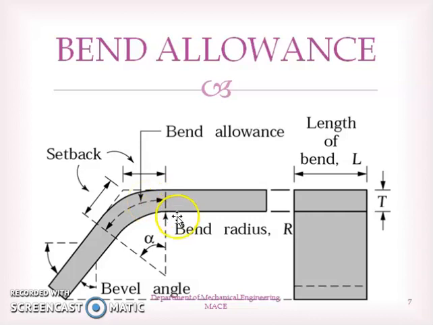Here in this figure you can see other terminologies also. You can see the length of bend L, this is the length of the bend, this is the thickness of the metal, and this is the bend radius R, and this is the bend angle alpha or bevel angle.